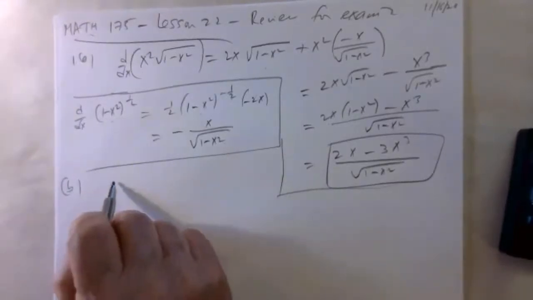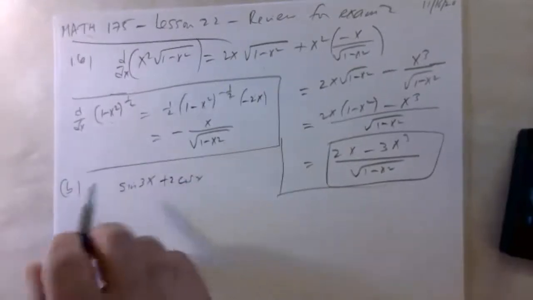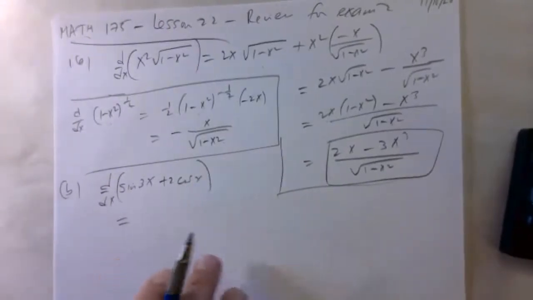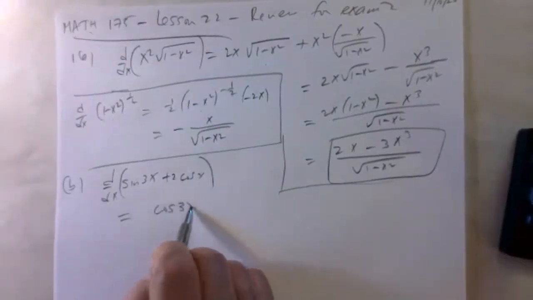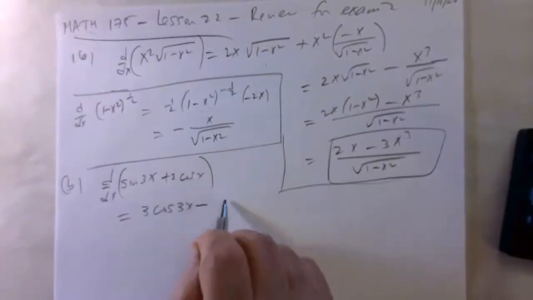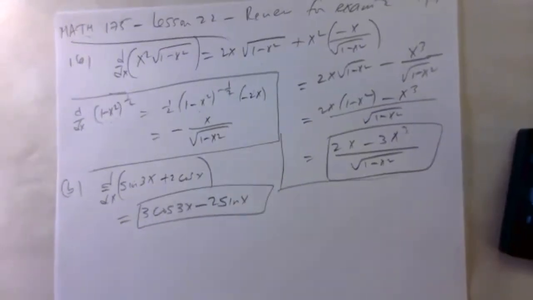Let's see, b is a trigonometric function, sine of 3x plus 2 cosine x. When we differentiate that, the derivative of the sine is the cosine. So this is the cosine of 3x times the derivative of 3x, which is 3, minus, and the derivative of the cosine is minus the sine, times 2. So that's what it is. Okay.